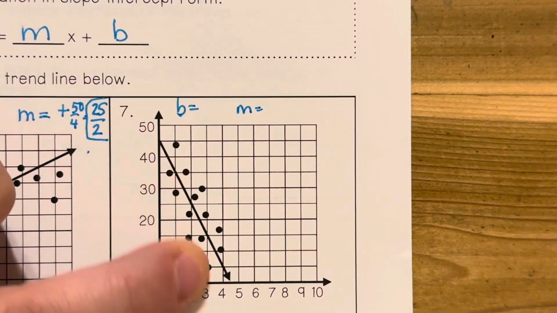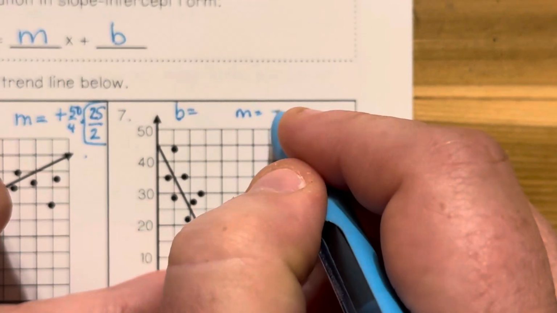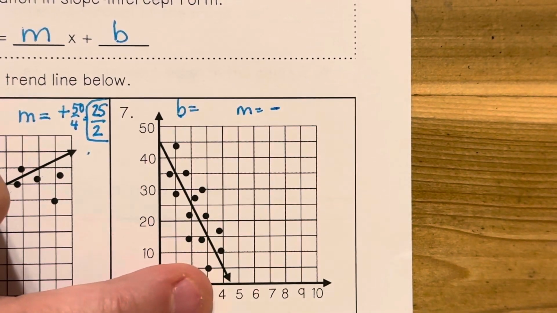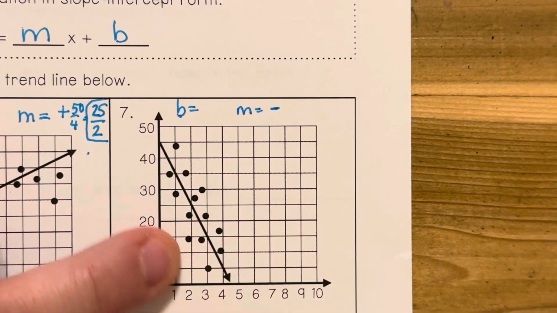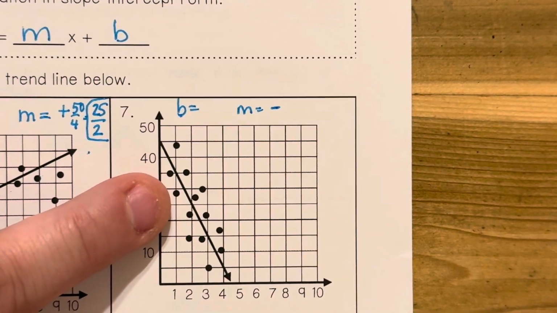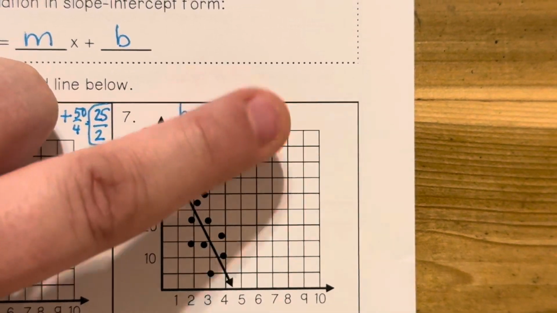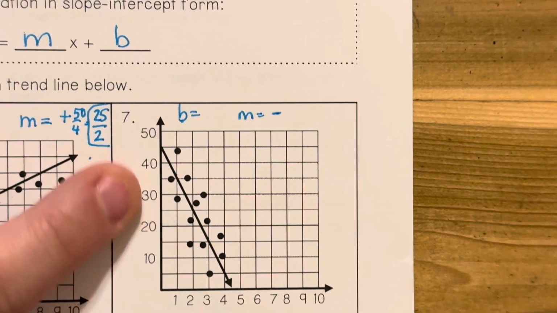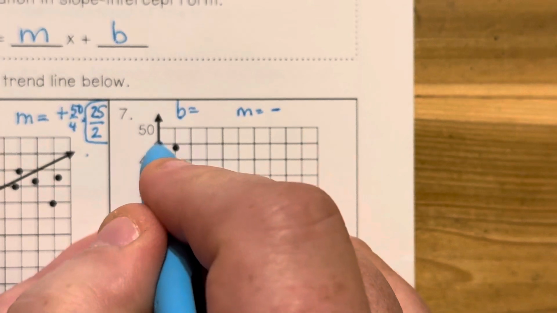That's right, from left to right, it's going down, so it's a negative slope. I'm going to put that negative there so I don't forget, okay? Even as a teacher, I forget to put the negative sometimes, so I'm doing this to remind myself. All right, y-intercept is right here.